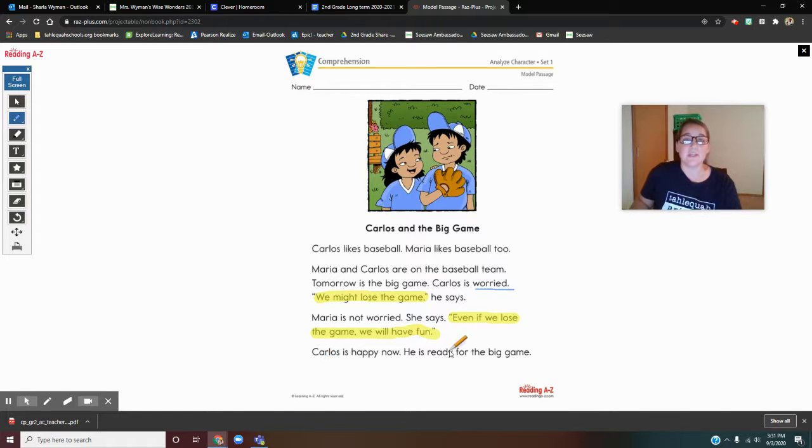We learn a lot about Maria in this too. Even though her name is not in the title of the story, we learned in the text that her name was Maria, that she was a teammate of Carlos, and that she was very kind and considerate. She tried to comfort him. She said, "Even if we lose the game, we will have fun." So she was giving him those comforting words. That tells me more about her character. It tells me that she's a good friend. She's there to cheer him up and make him feel better. Those are all characteristics to describe Maria and Carlos.